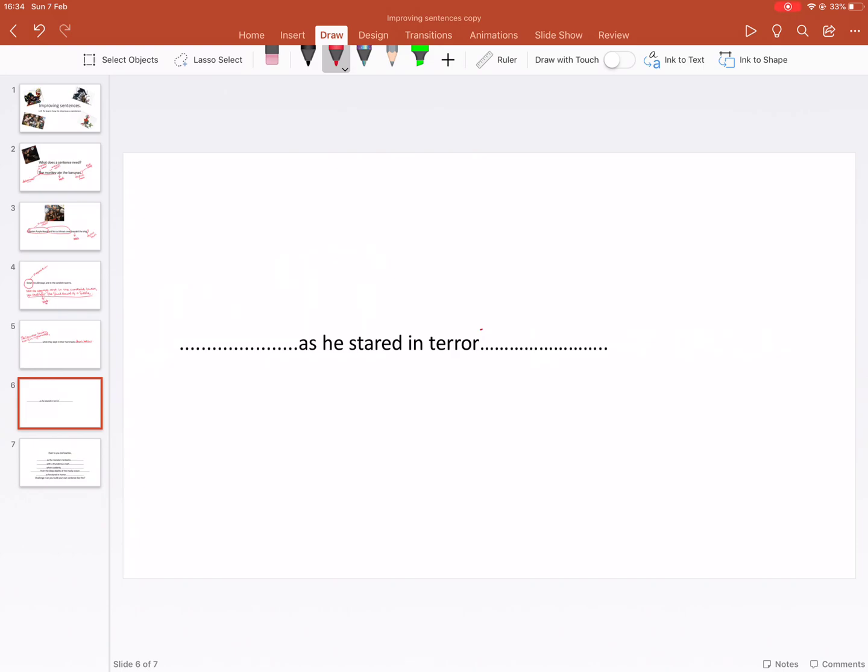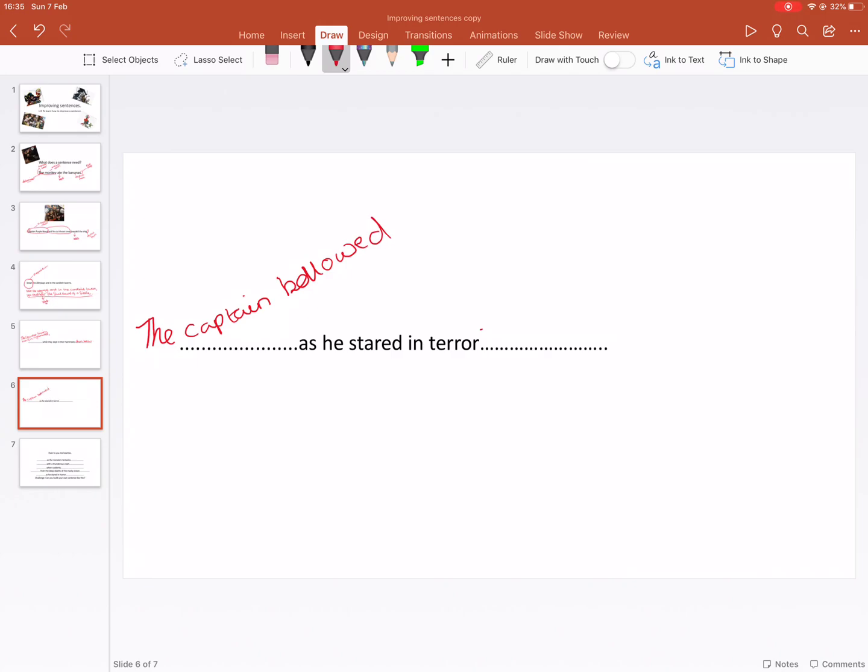As he stared in terror. Ah, right, as he stared in terror. Well, we could put Captain Purplebeard, I suppose, or just the captain. Should we try for just, what should we do? Right, okay, I'm just going to go for the captain. The captain. What could he do? I know, the captain bellowed. Okay, the captain bellowed. Bellowed's a lovely word.